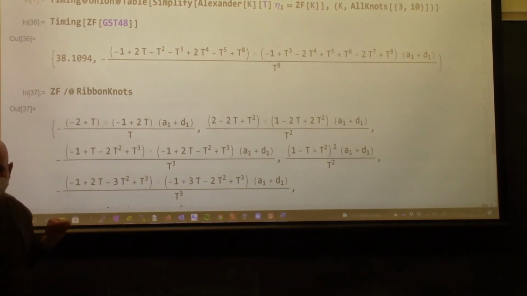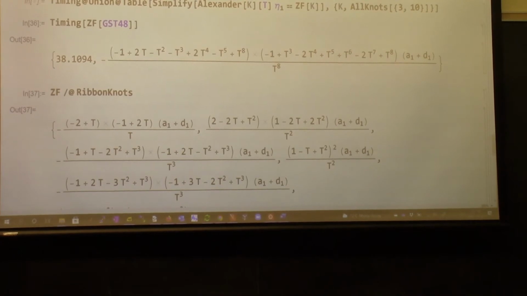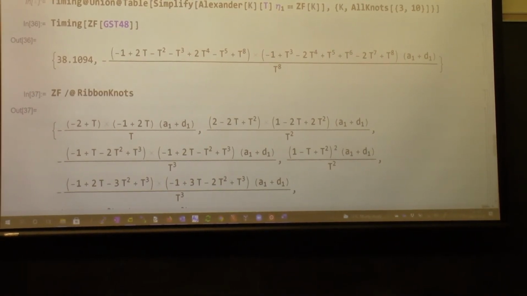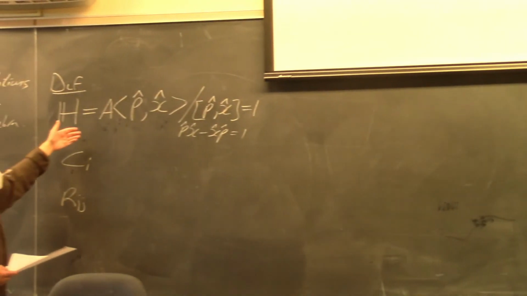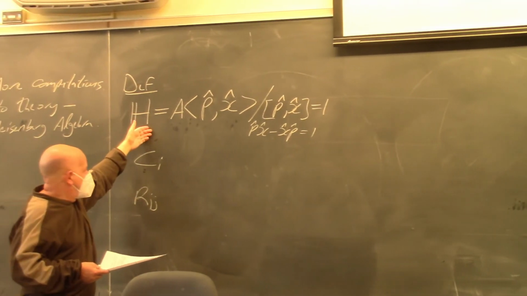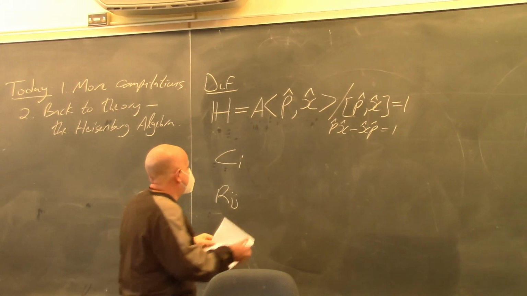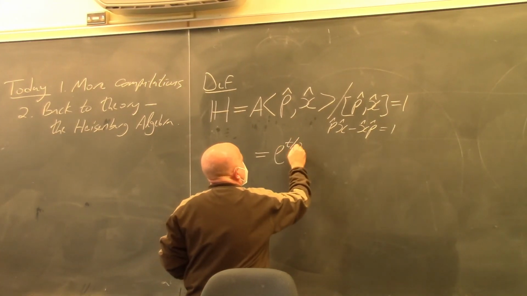Okay? Good. I think I'll stop this and continue with the Heisenberg algebra. All I need to tell you are what Ci and Rij are. Okay? So Ci is e to the t over 2.